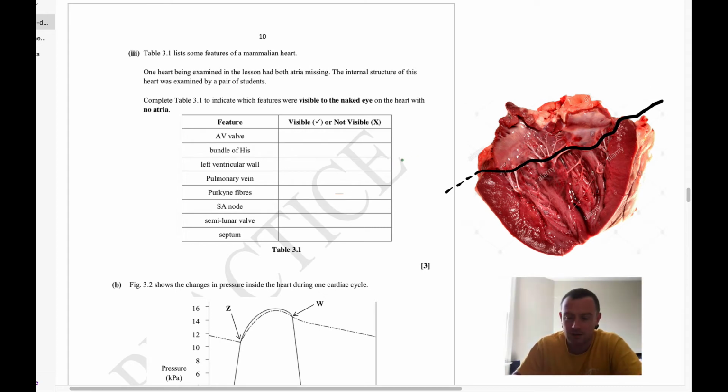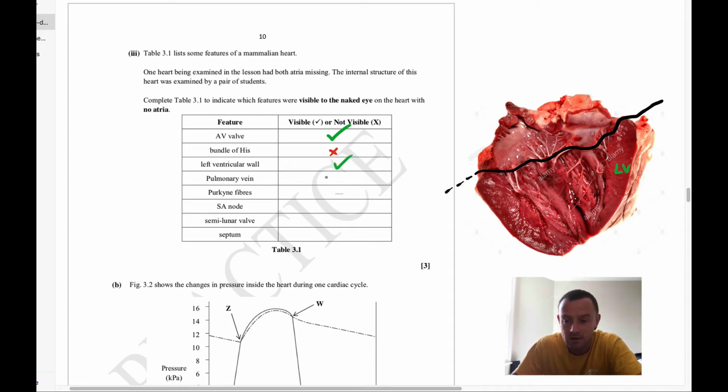This question is pretty tough, to be honest. Now they say that you would still be able to see the atrioventricular valve. I guess you'd still be able to see just the bottom part of the atrioventricular valve. What else would you be able to see? Bundle of His? No, you would not be able to see that because those are internal nerve fibers down the septum, so you can't see that. Left ventricular wall? Yes, you can see that. It's here. That's the left ventricular wall. So that's a good one you can see.